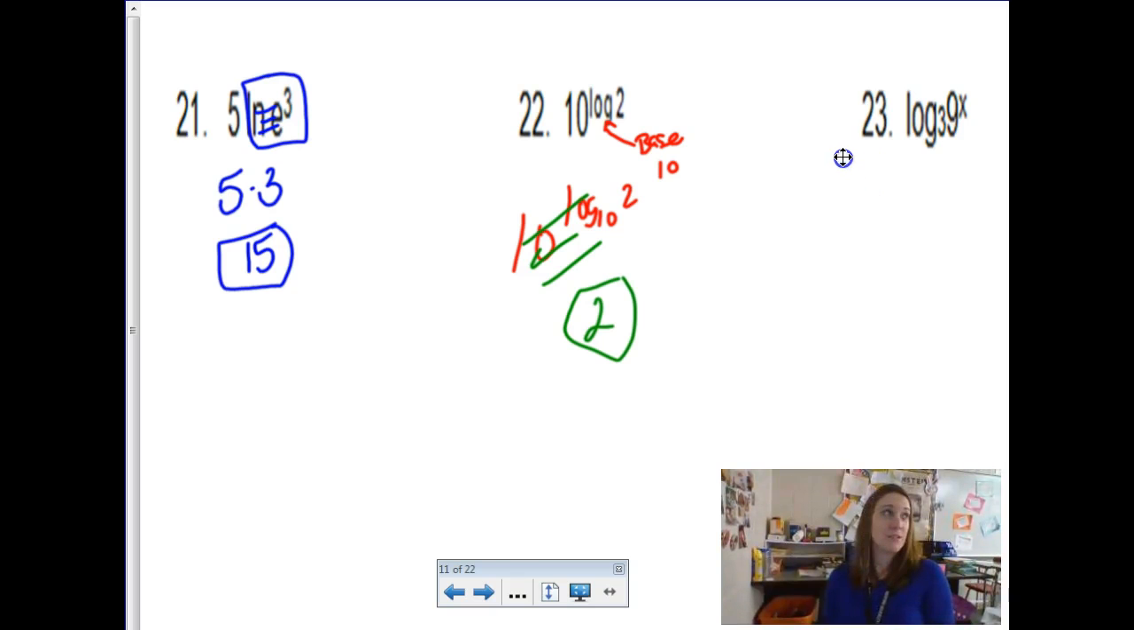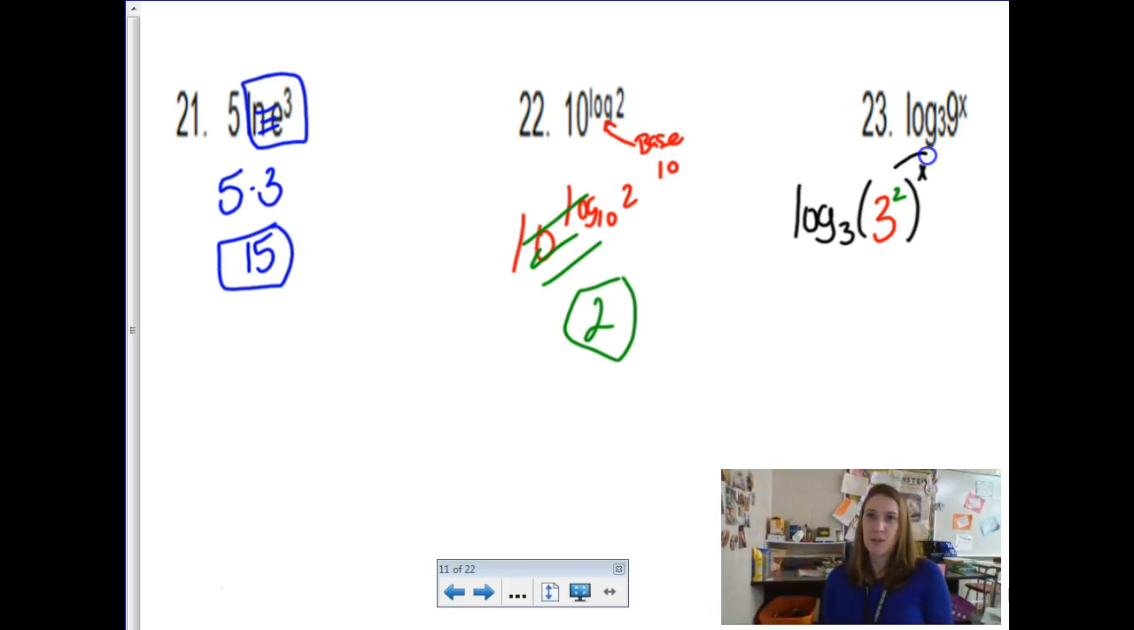These properties are awesome, but they only work if you have matching bases. So what we would have to do here on number 23 is we're going to have to rewrite 9 so that it is a base 3. So think of a way to rewrite 9 as a 3. 3 to the what power would be my question there. 3 squared would be the same thing as 9, right?